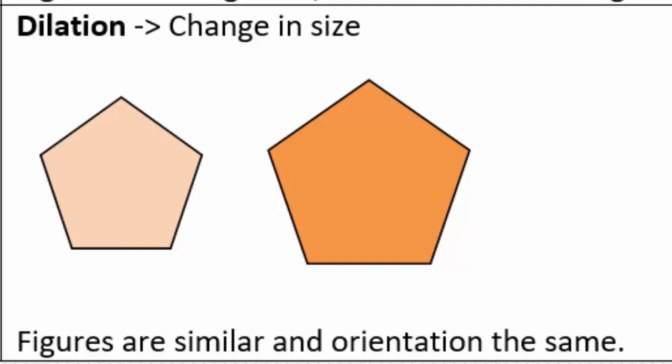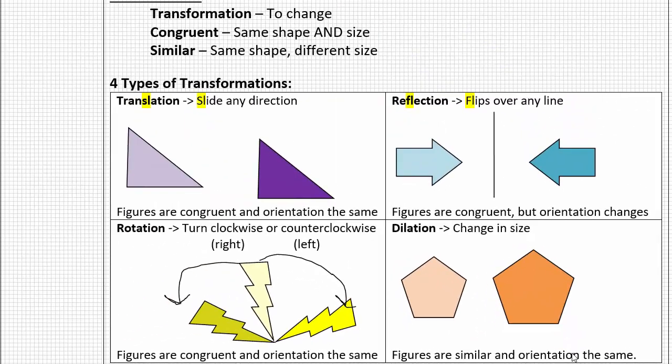Well, if you said that the figures would be similar, then I agree with you. Because a dilation changes the size, it's no longer congruent, but it is still the same shape. So anytime you take a dilation on a figure to change the size while keeping the shape the same, you are creating a similar figure and the orientation is the same. So these are the 4 types of transformations we'll be using and learning more about in this unit.